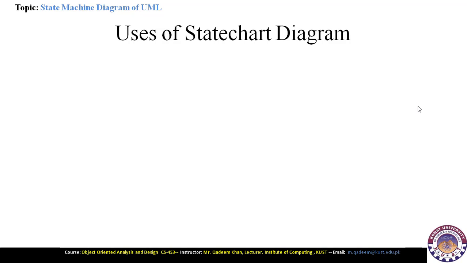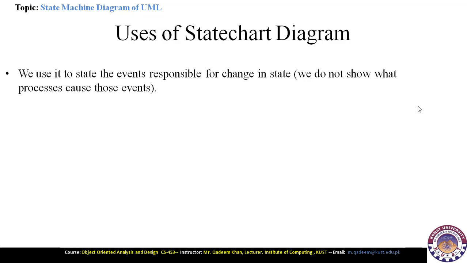Now, where can we use the state chart or the state machine diagram? When we want to use the states and the events responsible for changing the state of the system. For example, if an event rises, then certain operations are performed. Then the state machine is used here. So here we want to use certain events. Here processes are not used because processes are used in the simple flowchart diagram.